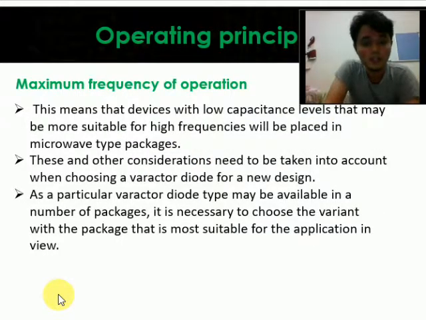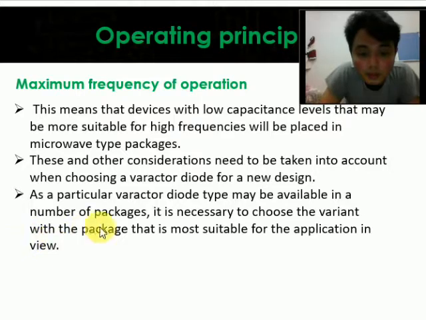There will be a maximum frequency for the operation. This means that devices with low capacitance levels, which may be more suitable for high frequencies, will be placed in microwave type packages. These and other considerations need to be taken into account when choosing a varactor diode, as a particular diode type may be available in a number of packages. It is necessary to choose the variant with the package that is most suitable for the application in view.